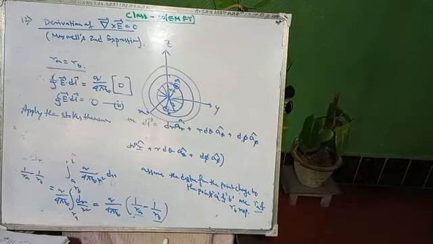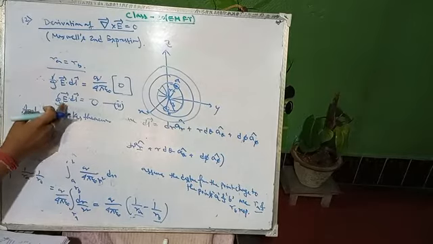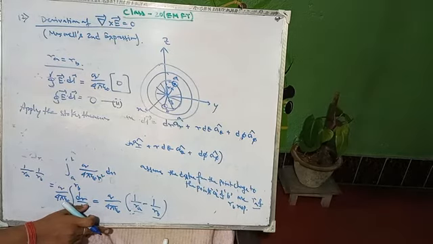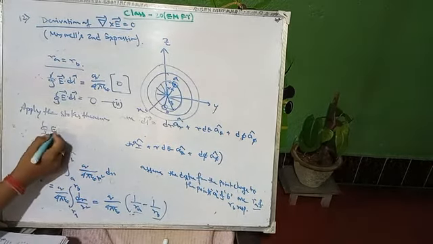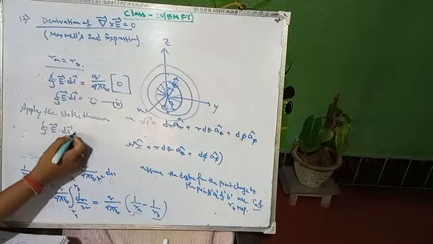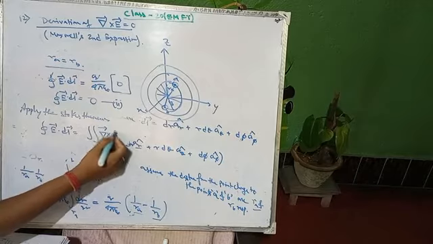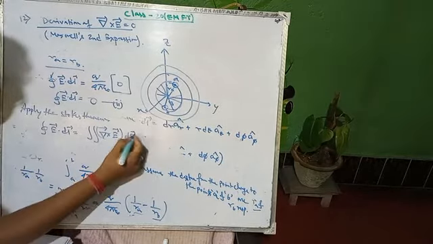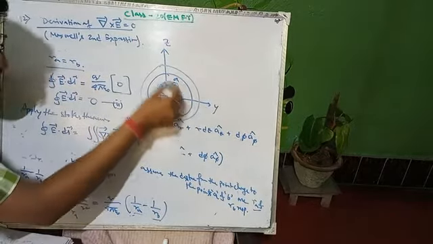Now apply the Stokes theorem. What is the Stokes theorem? The closed line integration of any vector field will be equal to the curl of that vector field over the surface enclosed by the line. So applying the Stokes theorem, the closed integral of E dot dl equals the surface integration of curl of E over the surface which is enclosed by this closed line.